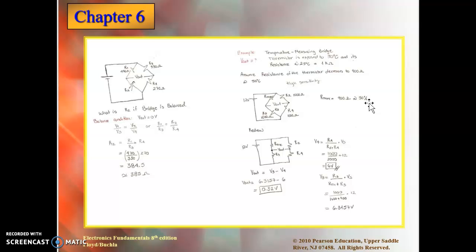So they are giving us a thermistor that is exposed to 50 Celsius. But its standard reading at 25 Celsius is 1000 ohms. They are saying to assume that when it is exposed to this higher temperature, the resistance drops from 1000 to 900. So now they ask, find what is the V out.